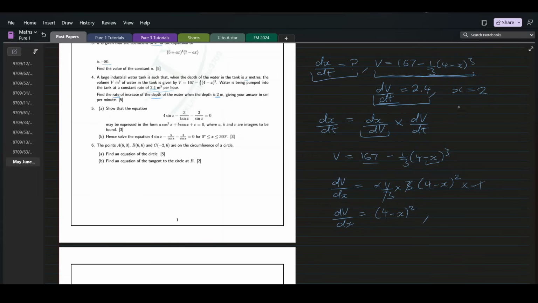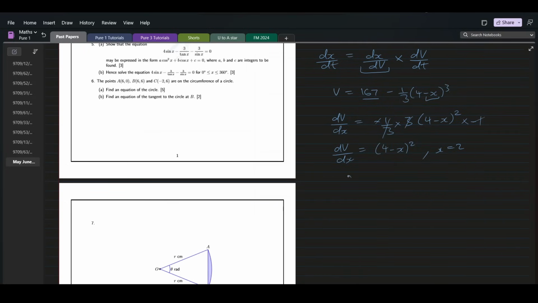Okay, and we're told that this is all happening at x equals 2. So let's evaluate dV/dx at x equal to 2. So dV/dx is equal to 4 minus 2 squared, which is the same as 2 squared, which is 4. So since dV/dx is equal to 4, we can write 4 as 4 over 1. Now we want dx/dV for our chain rule. So to do that, we're going to flip our fraction. And what you do on one side, you do on the other side. So that means dx/dV is equal to 1 over 4.